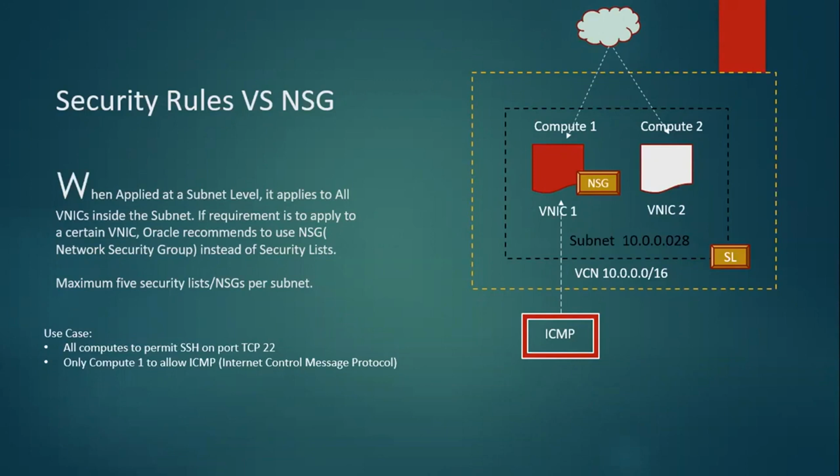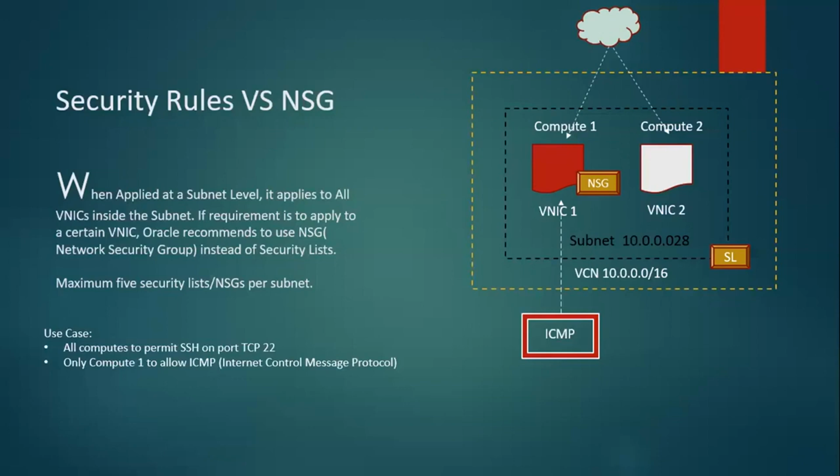Now, whatever rules that you have configured in this security list, they get applied to all the computes inside your subnet. However, if the requirement in your organization is to differentiate those security rules by the computes that you have inside the same subnet, that is where the concept of network security group comes into picture. Because a network security group gets tied to your VNIC that is associated with a certain compute.